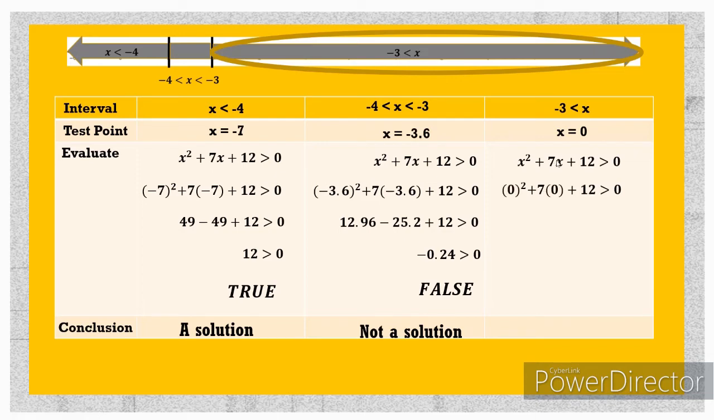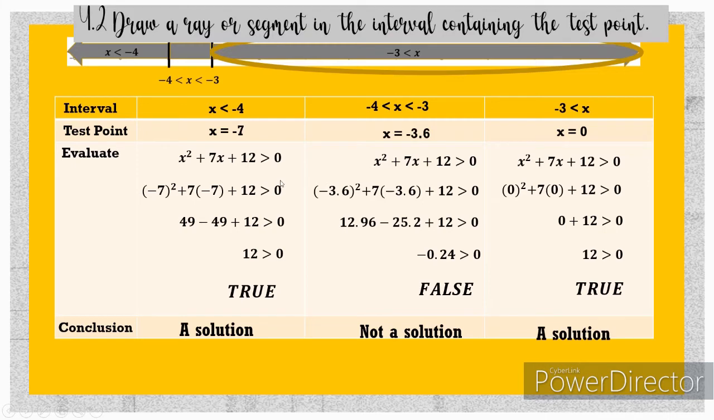So, we have 0 squared plus 7 times 0 plus 12 is greater than 0. So, we have 0 plus 12 is greater than 0. We have 12 is greater than 0. Is 12 greater than 0? Yes. So this one is true. Meaning, this is also a solution of the quadratic inequality. Next step, draw a ray or segment in the interval containing the test point. So again, dun sa tatlong intervals na meron tayo, ang solution lang ng inequality doon ay yung left ng negative 4 and right nung negative 3.